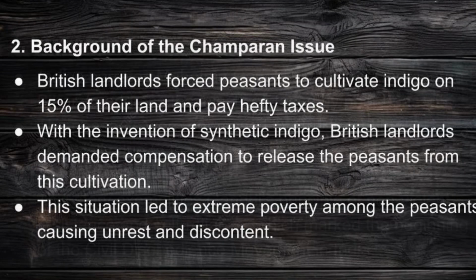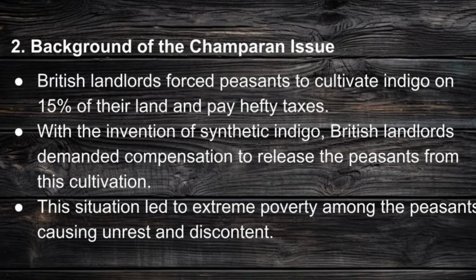So, as I already mentioned, the British landlords forced the poor farmers to cultivate indigo. Indigo is a plant from which a dye is made. So, the farmers had to grow 15% of their land with indigo, and when the harvest was done, they had to pay that amount as taxes. And this was a very heavy thing for these poor farmers.